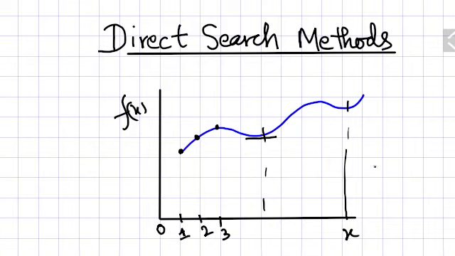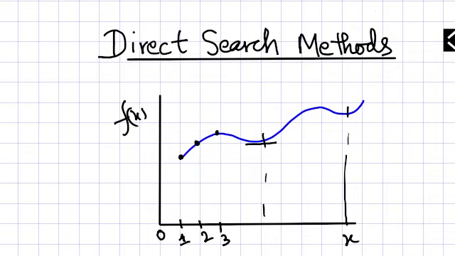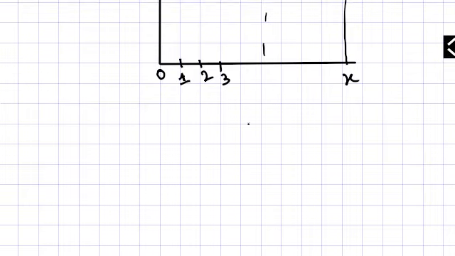Now again, in this method there are many ways you can do this direct search. So the first way is the bracketing method. We will be discussing this in great detail.